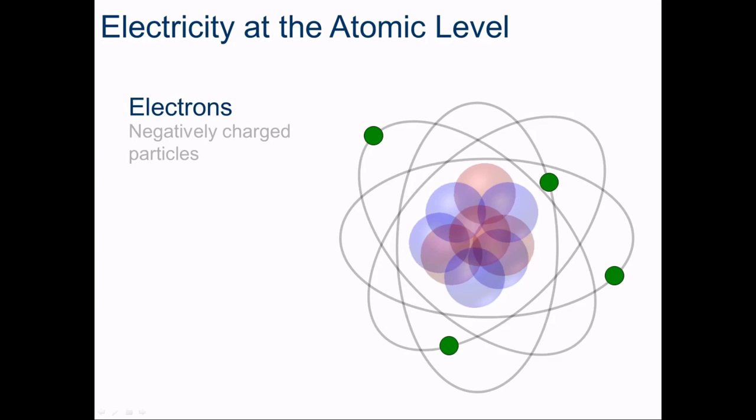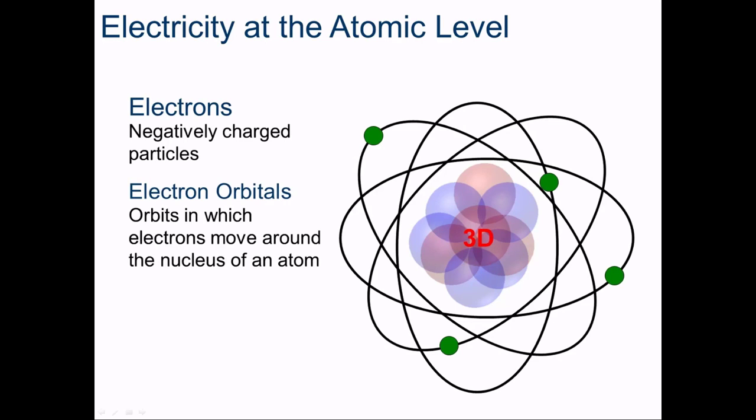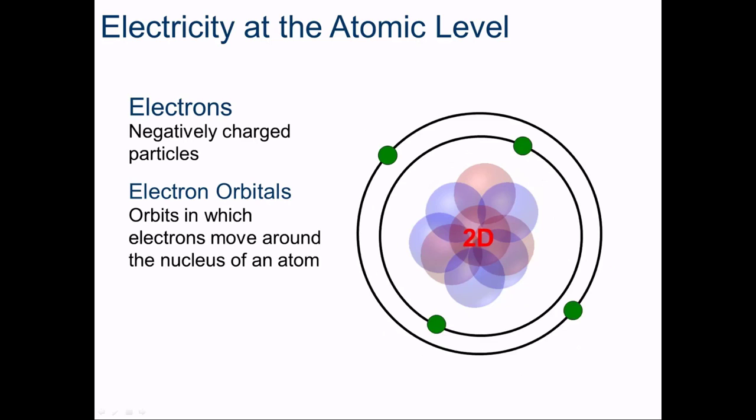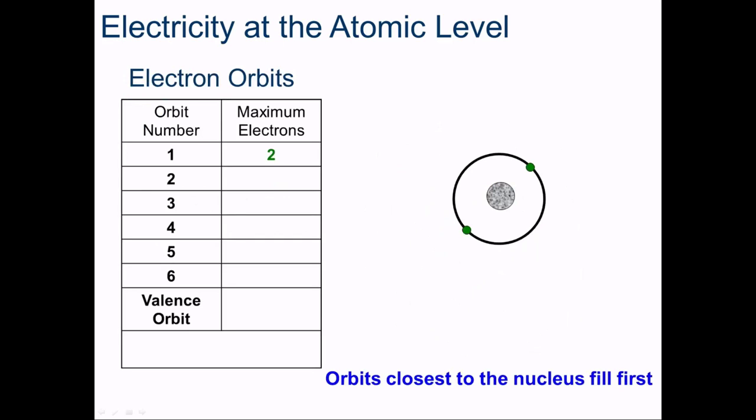Electrons, this is what has to do with electricity. Negatively charged particles. Electron orbitals, orbits in which electrons move around the nucleus of an atom. Valence electrons, these are really important. The outermost ring of electrons in an atom.